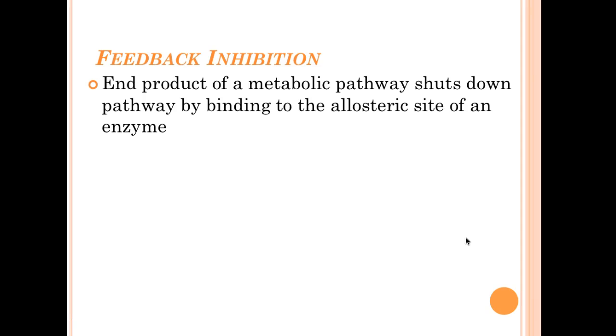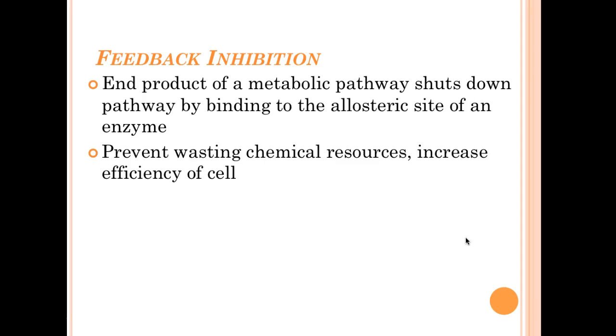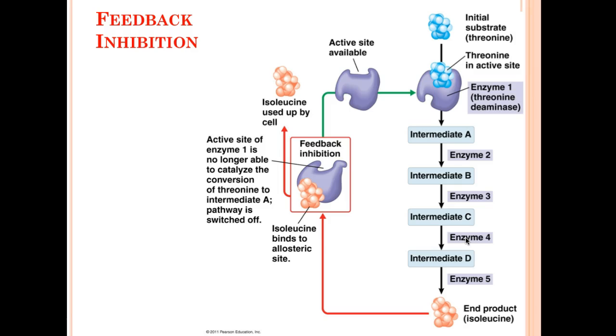Ultimately, as I said previously, this is all part of feedback inhibition. The end product of a metabolic pathway shuts down the pathway by binding to the allosteric site of an enzyme. This is going to prevent wasting chemical resources, and it's also going to increase the efficiency of the cell. So you can see feedback inhibition.